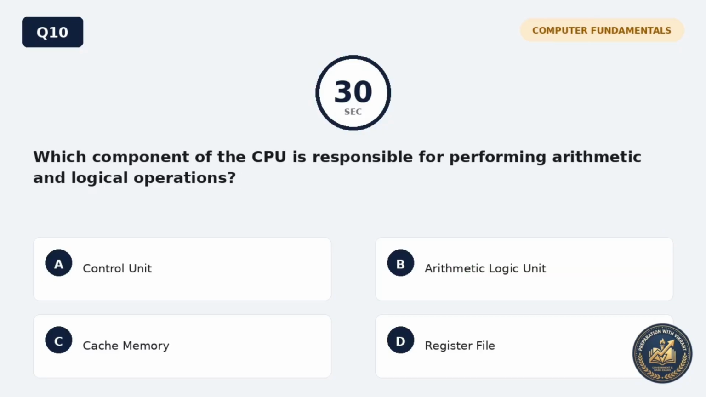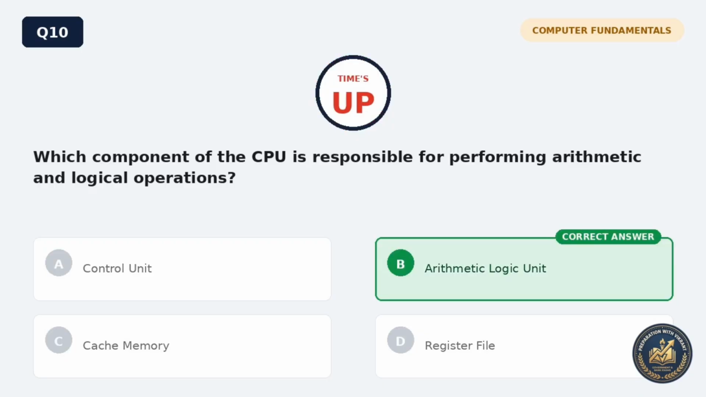Moving to next question. Which component of CPU is responsible for performing arithmetic and logic operations? Option A, control unit. Option B, arithmetic logic unit. Option C, cache memory. Option D, register file. So the correct answer is option B, arithmetic logic unit.